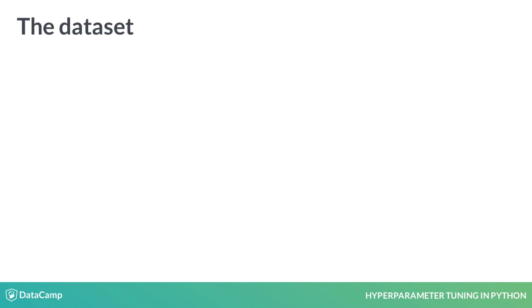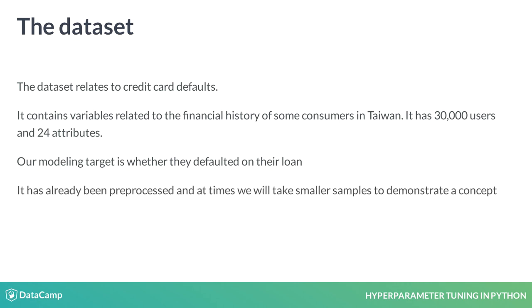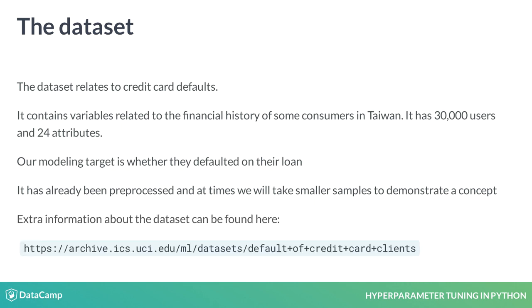This course will use a dataset about credit card defaults. It contains a number of variables related to the demographics and financial history of a group of people. The target column shows whether or not they defaulted on their next loan payment. It has already been pre-processed and split ready to model. Note that at times we will take smaller samples to ensure that we can run the code. You can find out more about it at the link in the slides.